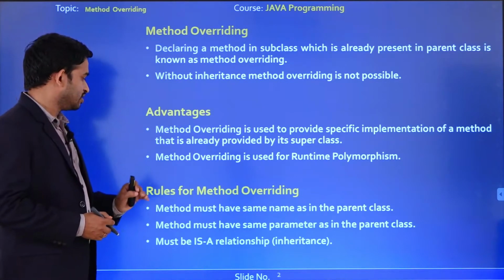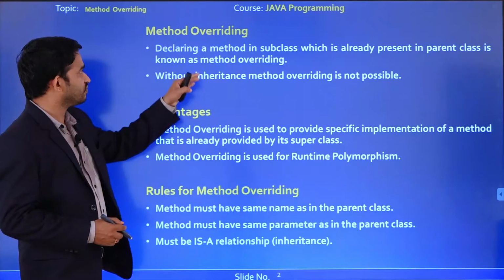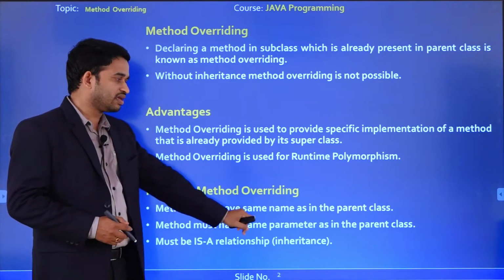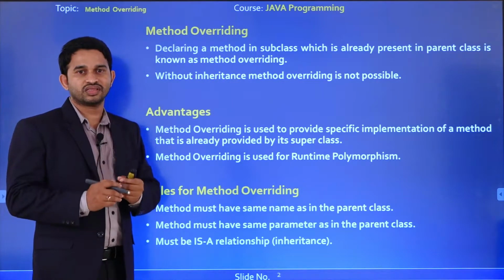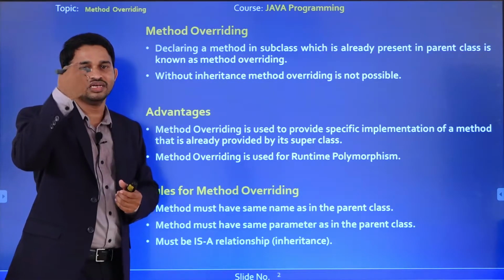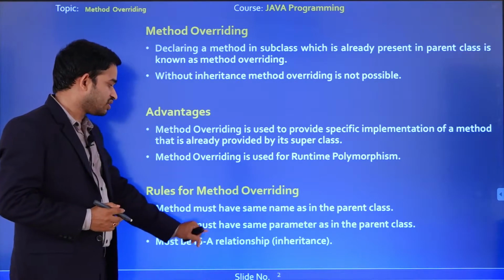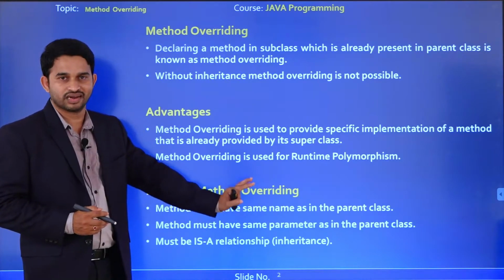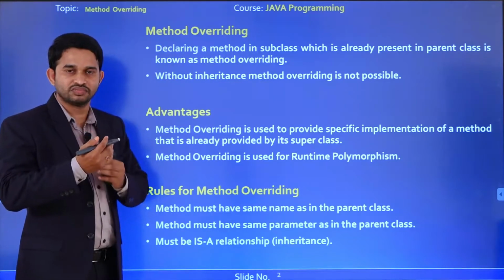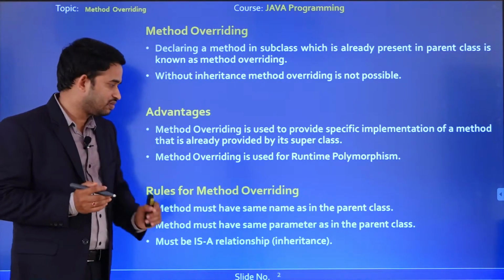The next one is the rules of method overriding. These are the rules we have to follow when we go for method overriding. The first one is that the method must have the same name as in the parent class. Whatever method we use in the subclass, that method name should be the same as the method in the superclass. That is the first rule. What is the second one? The method must have the same parameters as in the parent class. If the method name is the same, that is the first rule, and the parameters are the same, that is the second rule.